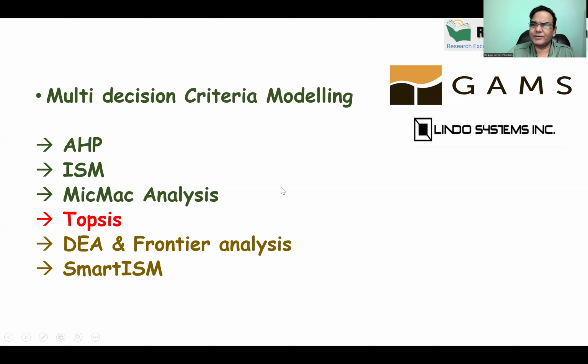So they suggested two softwares. One is JAMS and the second is Lindo. And I also sometimes use Smart ISM. So Smart ISM is also a software. So there are three softwares for using multi-criteria decision modeling. AHP is a good technique for publishing papers. ISM and MICMAC is also a deadly combination.